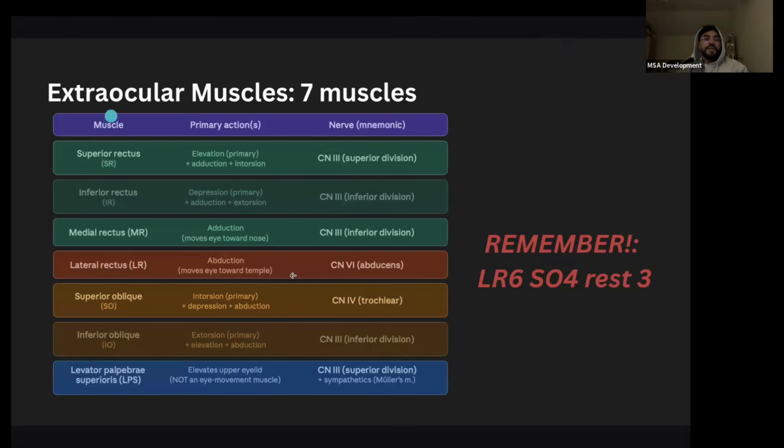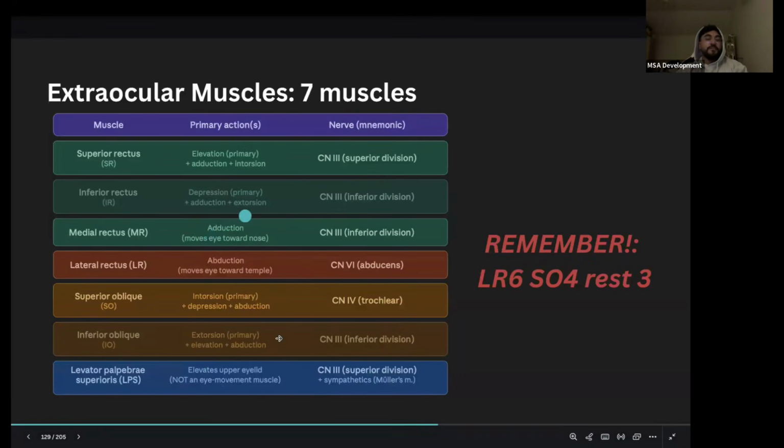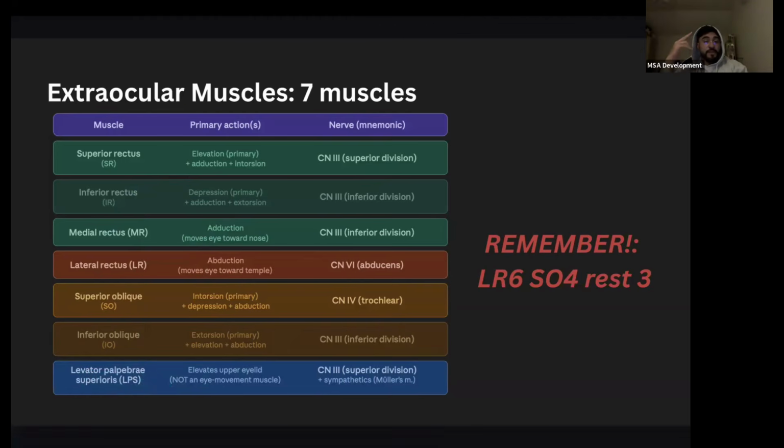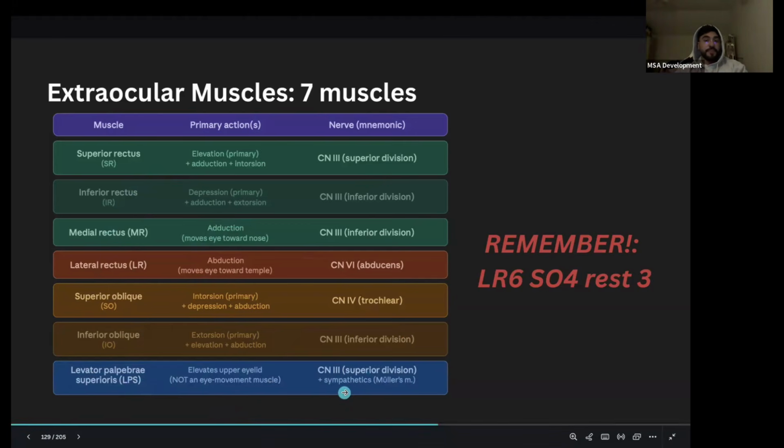But then we have the extraocular muscles. The extraocular muscles are 7. Why are there 7? We included the levator palpebrae superioris, which basically is a muscle that helps in elevating the upper eyelid. It's not part of the eye movement, but it just helps with elevating the upper eyelid. That's it. And it's supplied by cranial nerve 3.